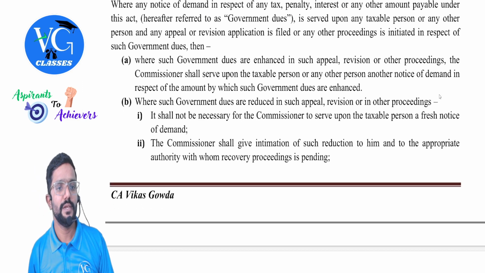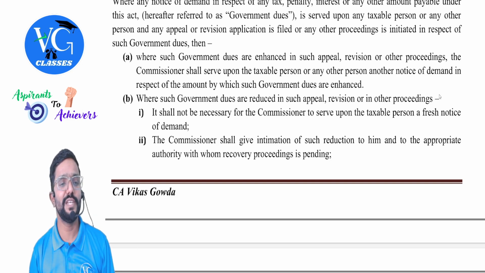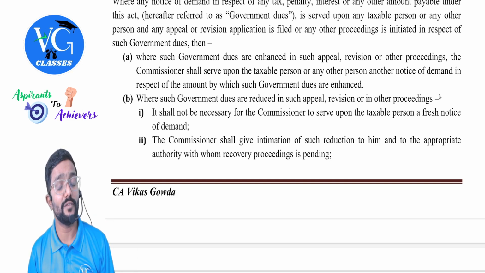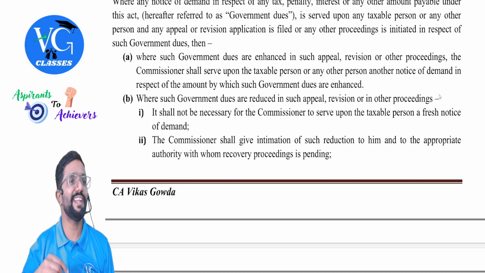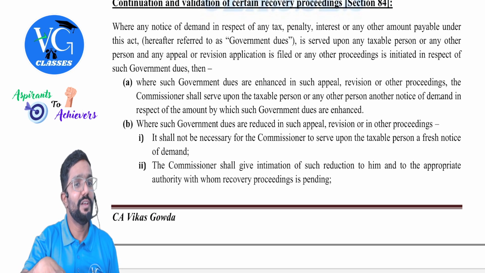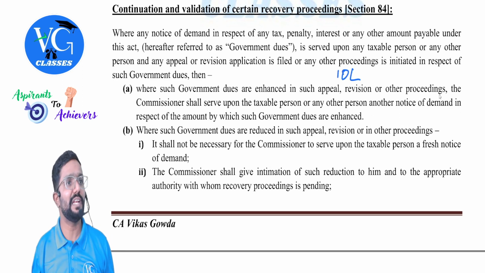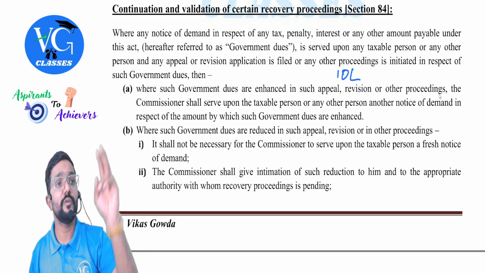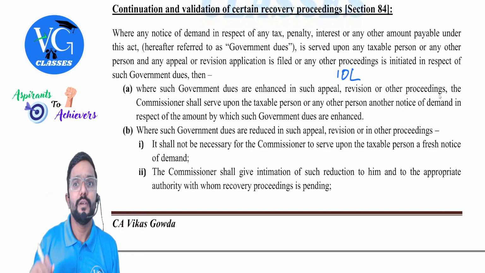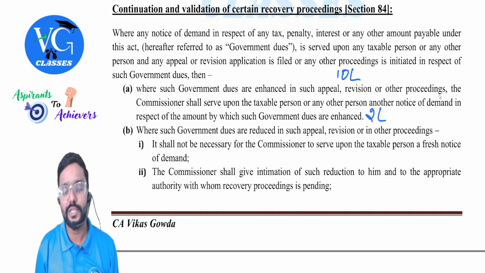Okay, in that case, where such government dues are enhanced in such appeal, revision, or other proceedings, the commissioner shall serve upon the taxable person or any other person another notice of demand in respect of the amount by which such government dues are enhanced. See, this also can happen. Now, assume the proper officer had given a notice to me for 10 lakh, telling Vikas you are supposed to pay 10 lakh. I went to a court telling, how should I pay 10 lakh? Court told Vikas pay 12 lakh. They enhanced the amount. So for another 2 lakh, should they issue notice again?